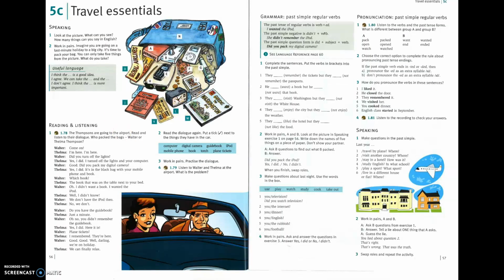All right, a quick overview of the aims of this material. The main aim is the grammar, past simple regular verbs. There's some control practice, some speaking practice based on questions, some nice work on pronunciation, and a nice speaking task to finish on. So it looks like there's plenty of practice there, which is great.